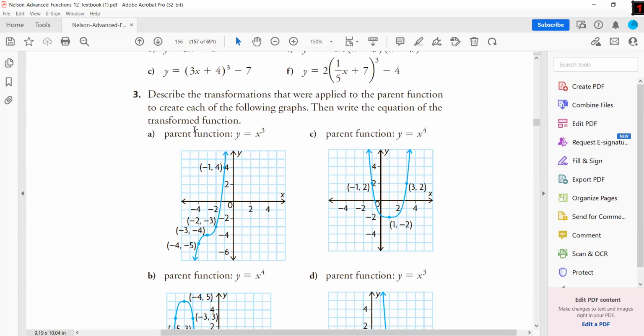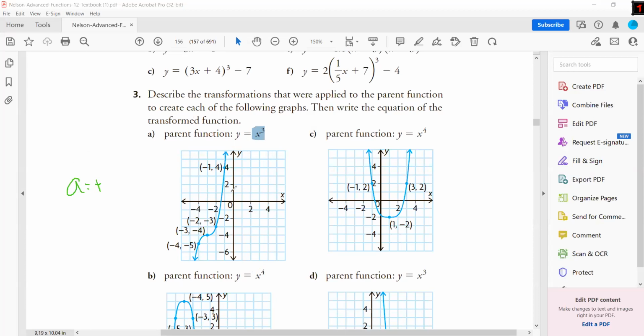So let's take a look at this example, number 3a. Describe the transformations that were applied to the parent function to create each of the following graphs. Then write the equation of the transformed function. The parent function for this case is y equals x to the third power. And when we look at this transformed function, let's note right away that the left side is falling down and the right side is going up. So it means the leading coefficient a is a positive number.